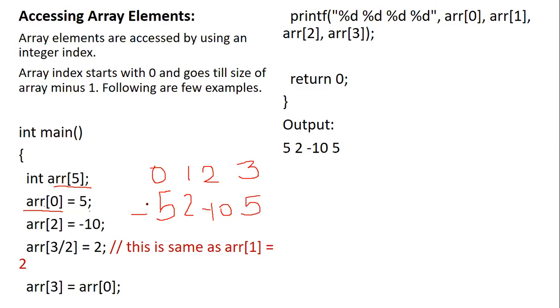So we got the value of the 4 elements. So now we'll print f %d, comma ARR of 0, as the value of 0 is 5. 1, it will be 2, and 2 is -10, and the third will be 5. So in this way we get an output of 5, 2, -10, and 5.